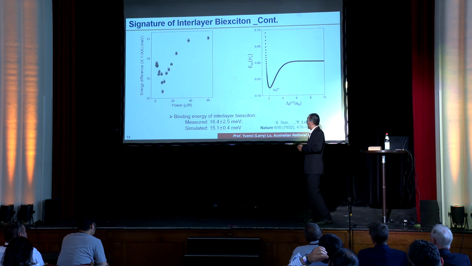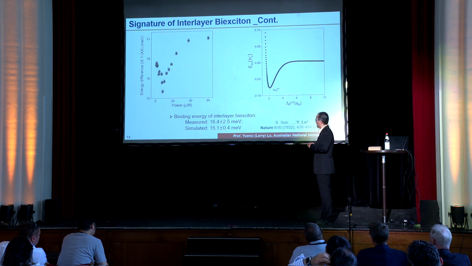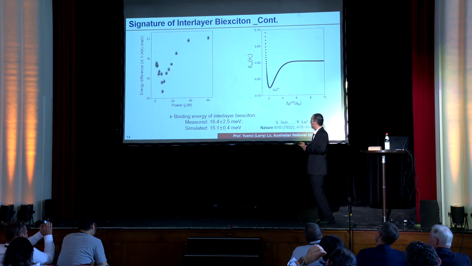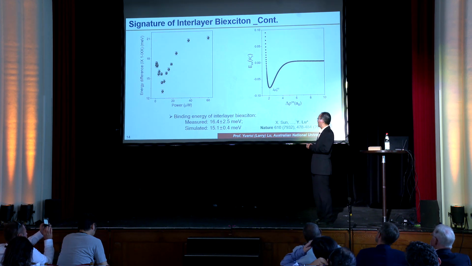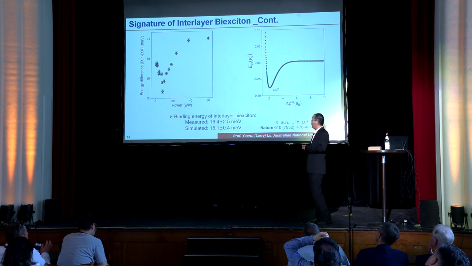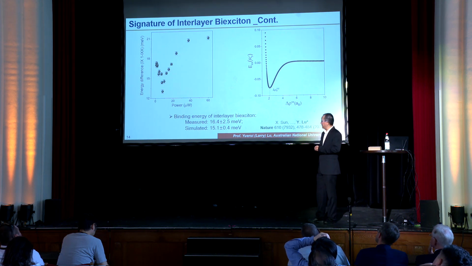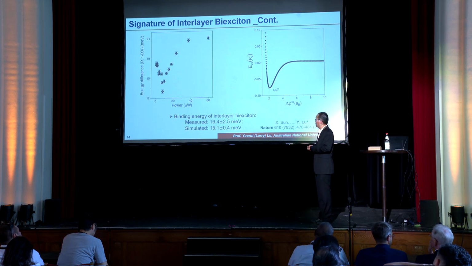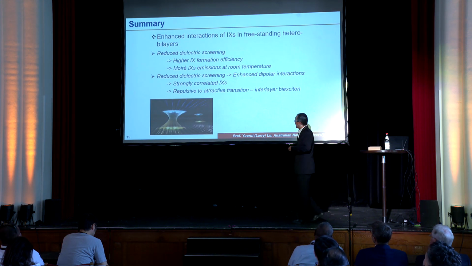Also, based on the theoretical calculation, the binding energy of the interlayer biexciton state was calculated to be around 15 meV. That matches very well with what we measured from experiments about the binding energy of the interlayer exciton state. So from those, we can conclude that we first discovered this kind of interlayer biexciton state from the freestanding heterostructure.